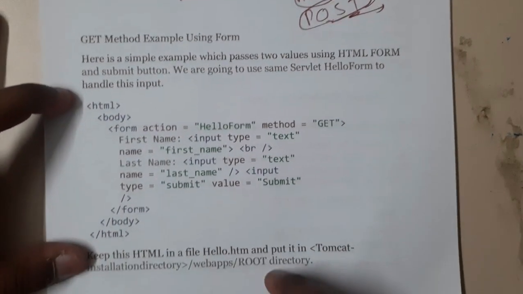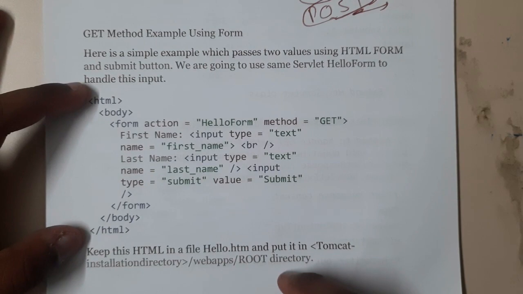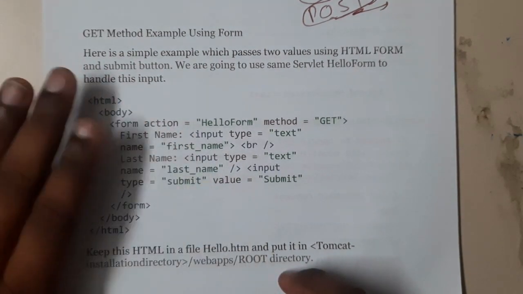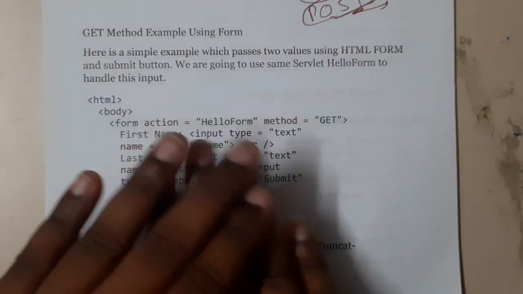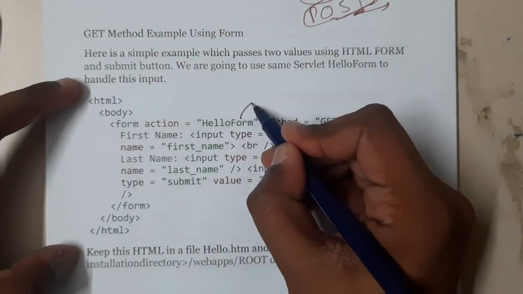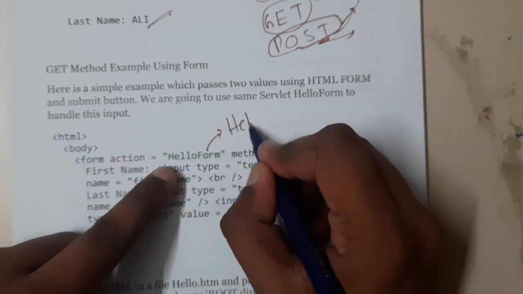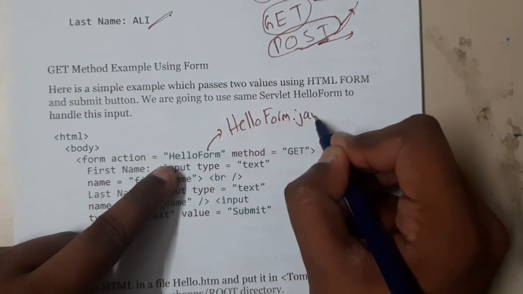Assume this as a small HTML code. This is what the user will be seeing. He will not be seeing any kind of Java JSP file or Java servlet file, right? He will not be seeing anything like that. So we'll be writing an HTML code in which you will be using the action. This is the name of the file, HelloForm, hello form dot java.